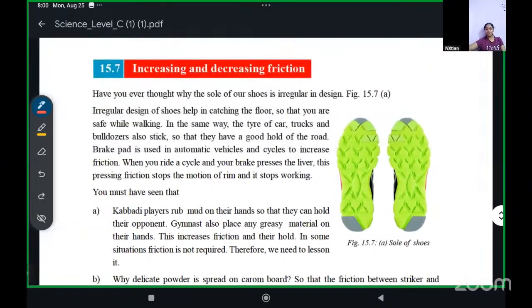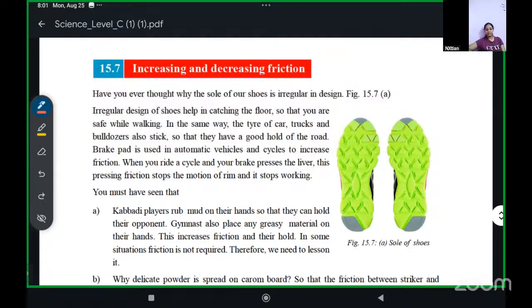Increasing and decreasing friction. Have you ever thought why the sole of a shoe is irregular in design? The irregular design of shoes helps in gripping the floor so that you are safe while walking. In the same way, the tires of cars, trucks, and bulldozers also have patterns, irregular designs, so that they stick to the ground and have a good hold of the road.